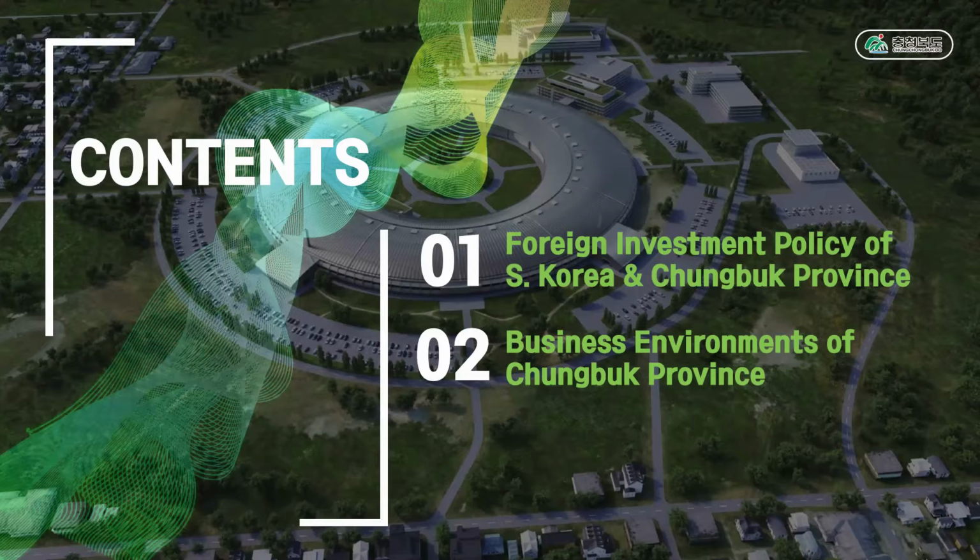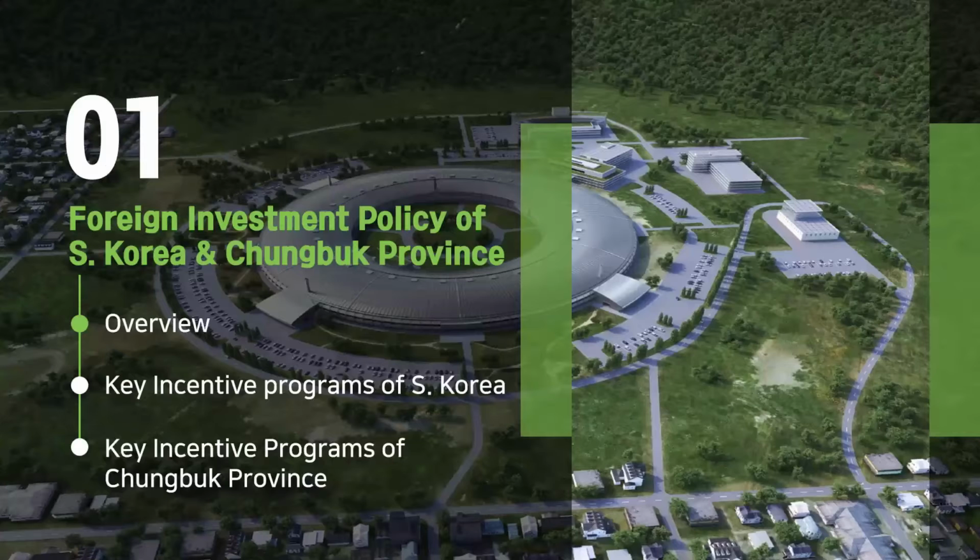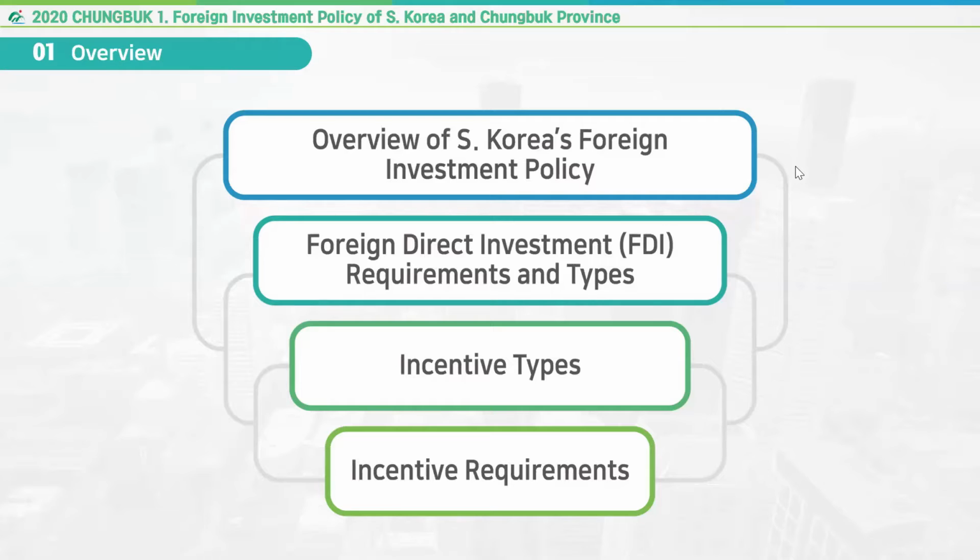And Sarah will explain in the second chapter the business and logistic environments in Chungbuk province. It will take about 20 minutes in total, 10 minutes each chapter, and we can share the presentation material by email if inquired. First chapter is an introduction to the revised foreign investment policy in 2020. I will explain the overall outline of the investment policy and introduce the Korean government incentive program and the incentive policy of Chungbuk province. My presentation will follow as shown here.